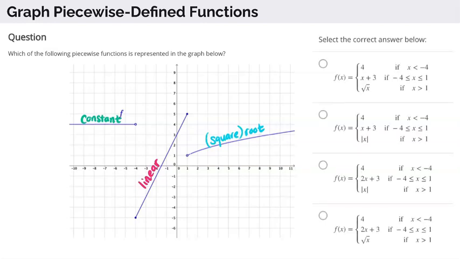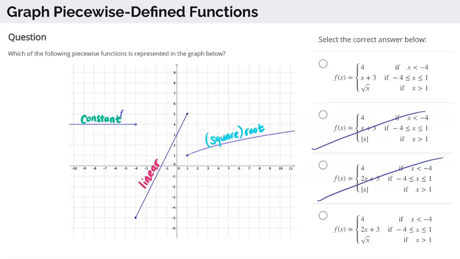So if we look at the choices, again, we're looking for something that starts off with a constant, switches to a linear function, and then switches to some type of root function. So right there, we can get rid of 2 of our choices. Right, because those 2 have an absolute value, which is that V-shaped graph for the last part. So we just have to figure out if it's choice 1 or choice 4.